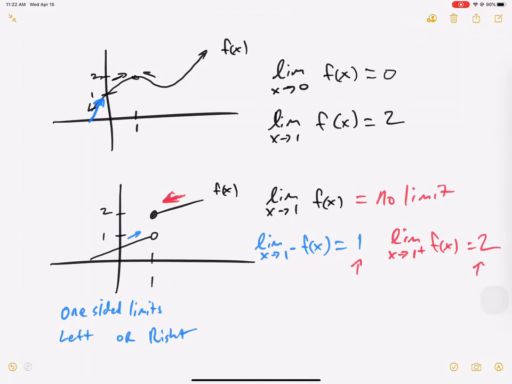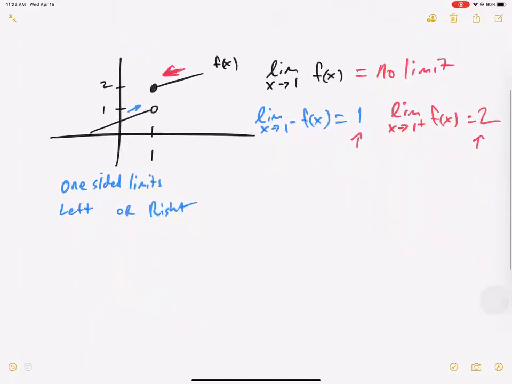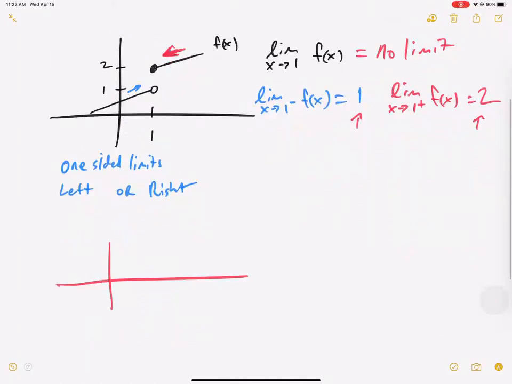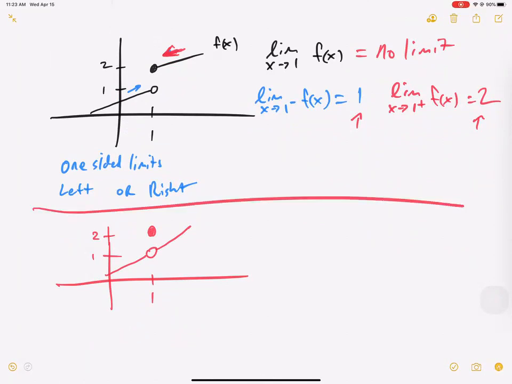So why is that important? Why is it important for me to be able to talk about the left and right side? Because for problems that actually agree, okay, very similar problem as before. Let's look at the left limit. The limit as x approaches 1 from the left side, what are you going to be? And the limit as x approaches 1 from the right side.